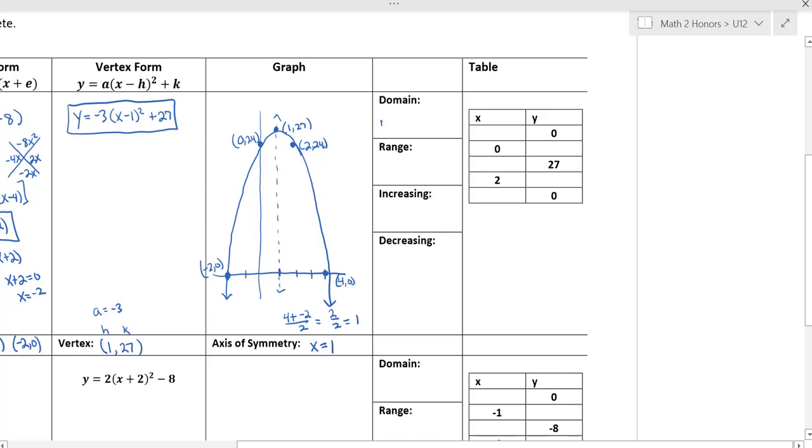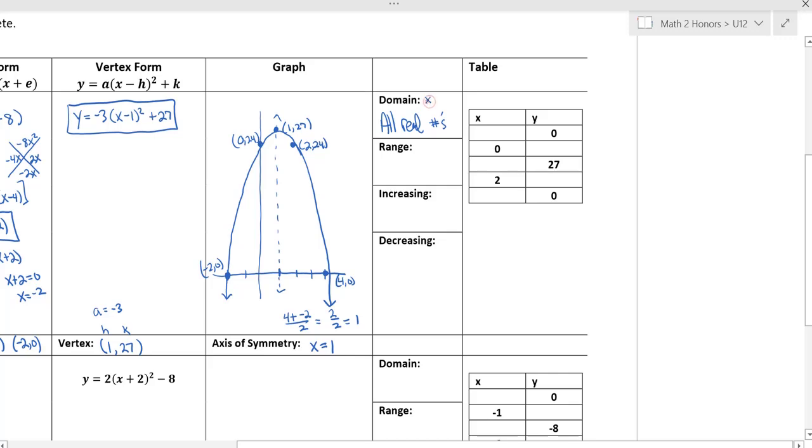The domain of this parabola is all real numbers. Domain is what x values you can plug into the function, or if you're looking at a graph, how far left, how far right will this graph go. All real numbers means from negative infinity to positive infinity.